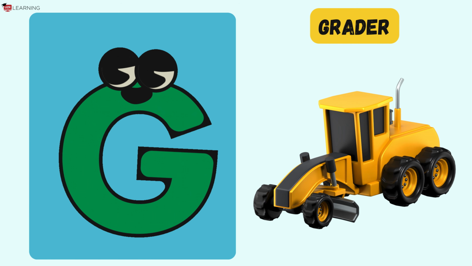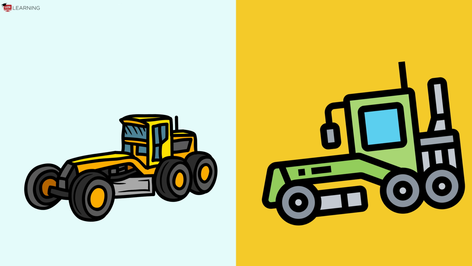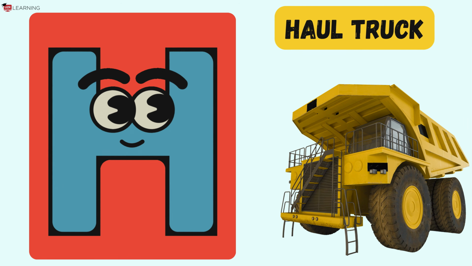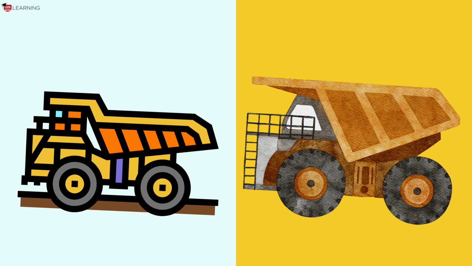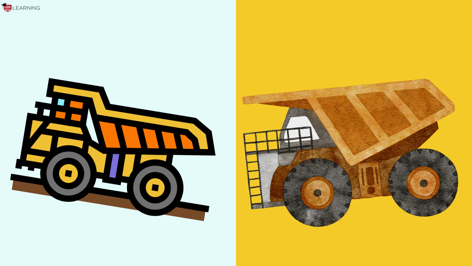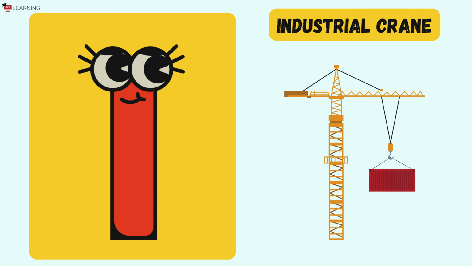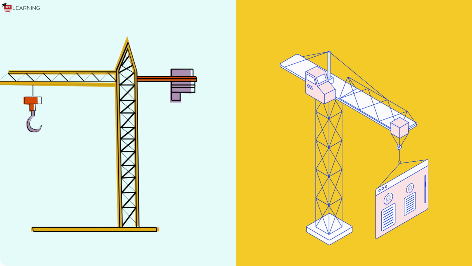G is for grader, grader. It smooths the ground to make it level. H is for haul truck, haul truck. It carries heavy loads to construction sites. I is for industrial crane, industrial crane. It lifts heavy beams high in the sky.